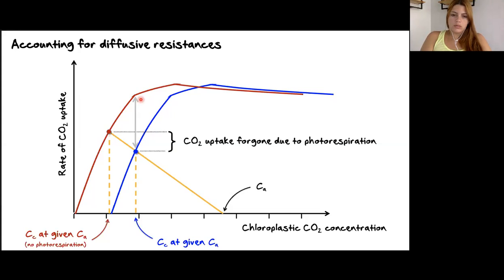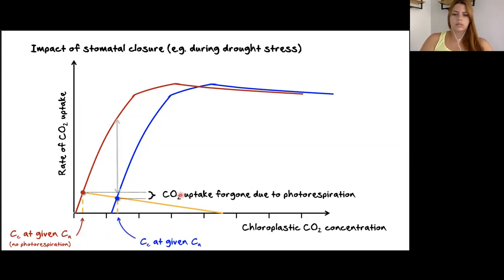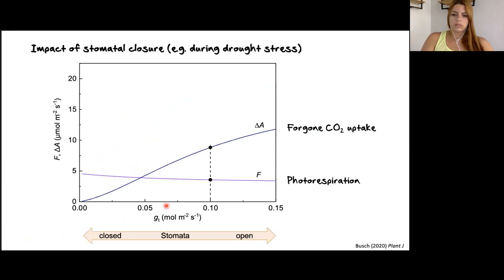So if we then assume, well, what happens when stomata close, then the slope of that supply function changes. As you close your stomata, the supply function would come down. And as a consequence, the plant misses out less and less on photosynthesis. So the more the stomata are closed, even though photorespiration goes up more and more, what it forgoes is becoming smaller and smaller. So we can quantify that and model that in a more robust manner.